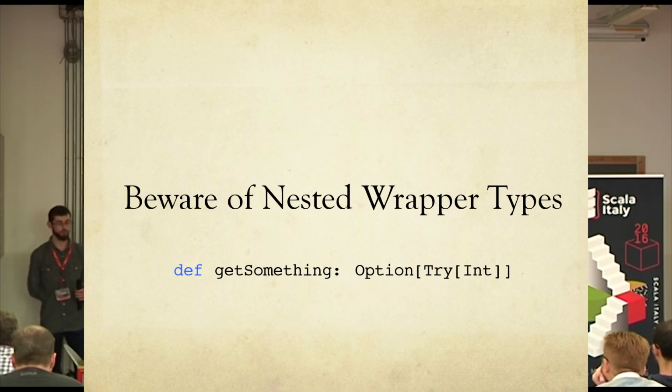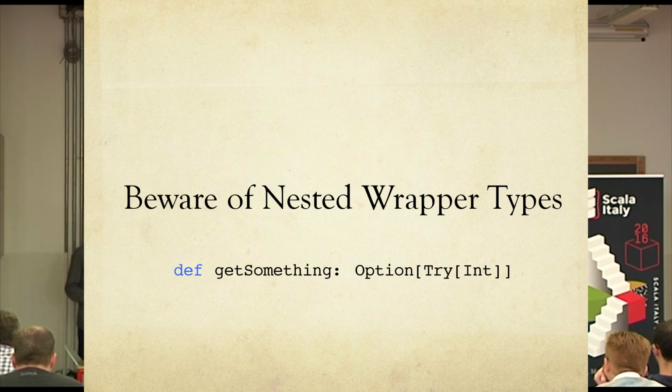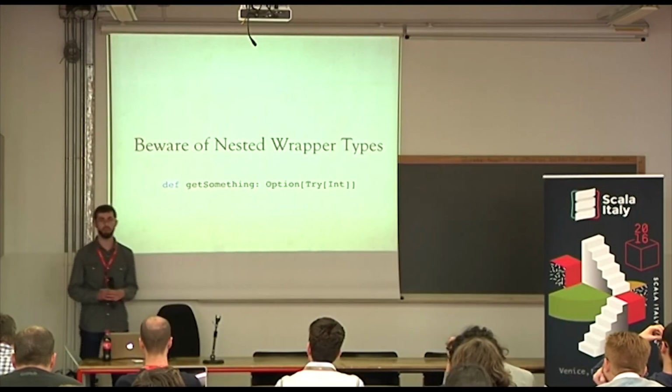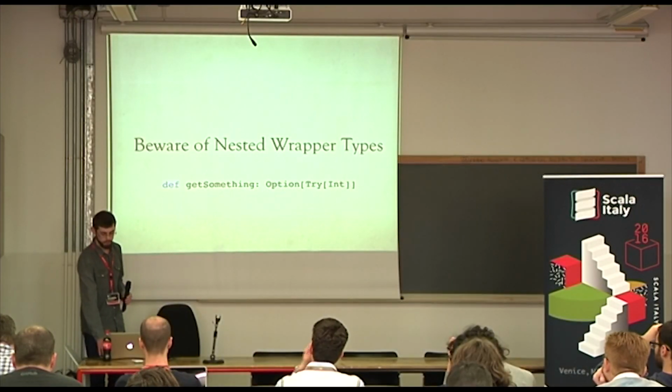Things get a bit awkward whenever you've got a Try contained within an Option. It's kind of difficult to unwrap these and use them. The main way to do this is to use monad transformers. If you want to know more about monad transformers, there's a talk on after the break in here, which looks really good.